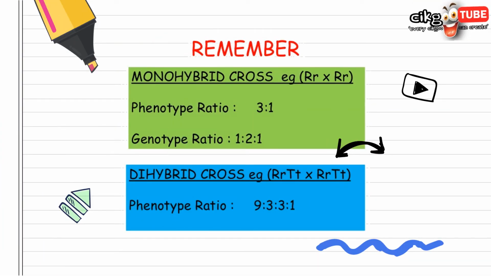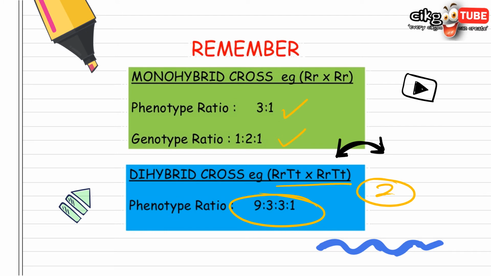So remember, in monohybrid cross, the phenotypic ratio is 3:1, and the genotypic ratio is 1:2:1. And in dihybrid cross, since it uses 2 characteristics, we use only the phenotypic ratio, which is 9:3:3:1. Percentage you can calculate by calculating the total phenotypes.